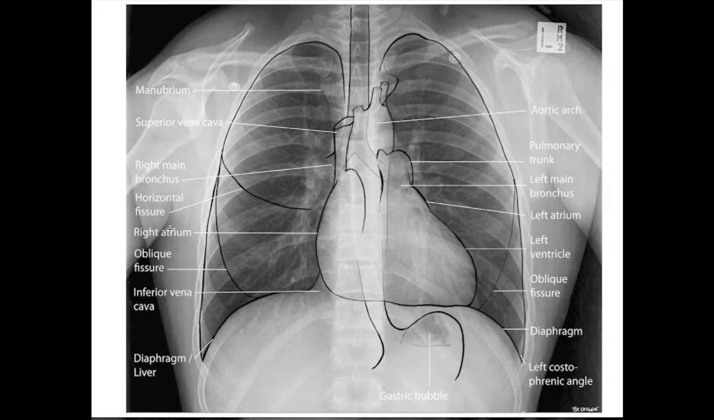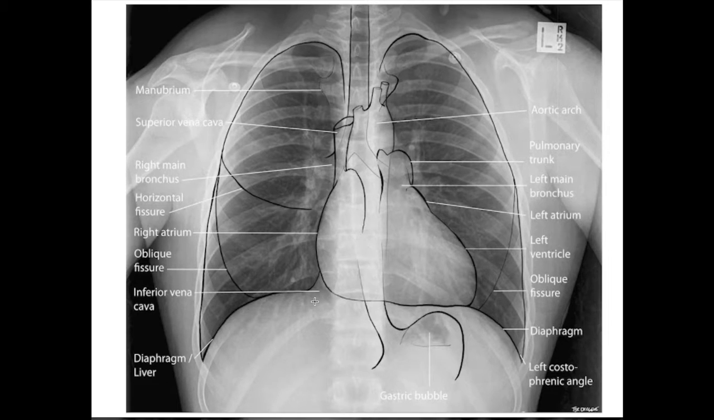You have fissure, right atrium, again the oblique fissure of the right lung. The IVC is right here. It's not really clear, but you need to know that the place of the inferior vena cava is right here. It comes all the way from the abdomen. Then you have the diaphragm.